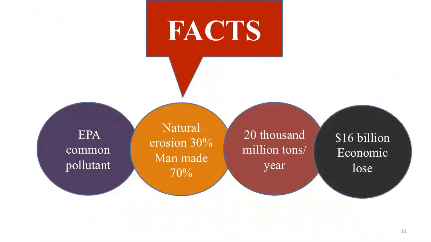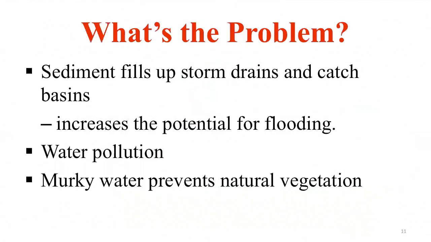According to the facts given by the EPA of the USA, sedimentation pollution causes approximately $16 billion in environmental damage annually, as a result of which a major economic loss may prevail in that country. So what's the problem? These sediments entering the stormwater degrade the quality of water for drinking, wildlife, as well as for the land surrounding the stream in the following ways. For example, these sediments may fill up the storm drains and catch basins that carry the water away from the roads and homes, which increases the potential for flooding.